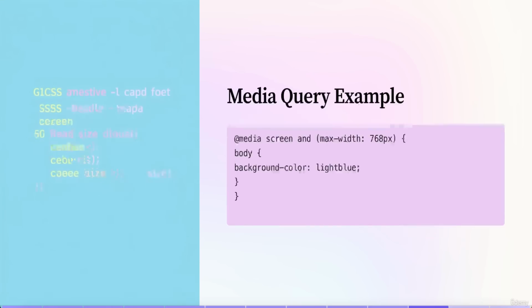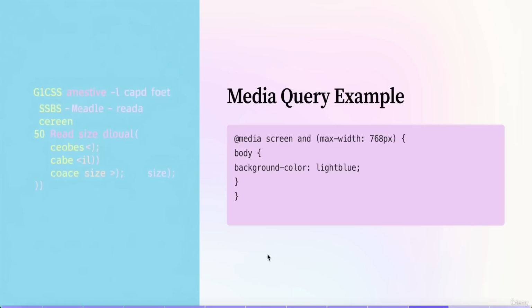Here is an example of a media query. In this example, the media query applies styles to screen devices. Max width 768 pixels applies styles when the screen width is 768 pixels or smaller, which is common for tablets.